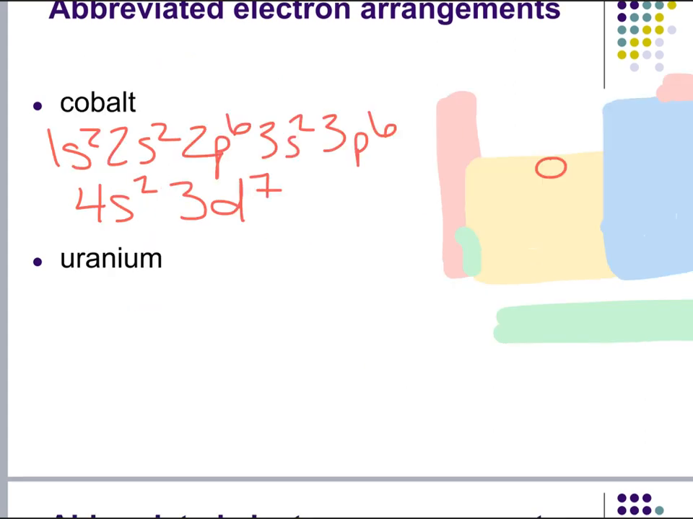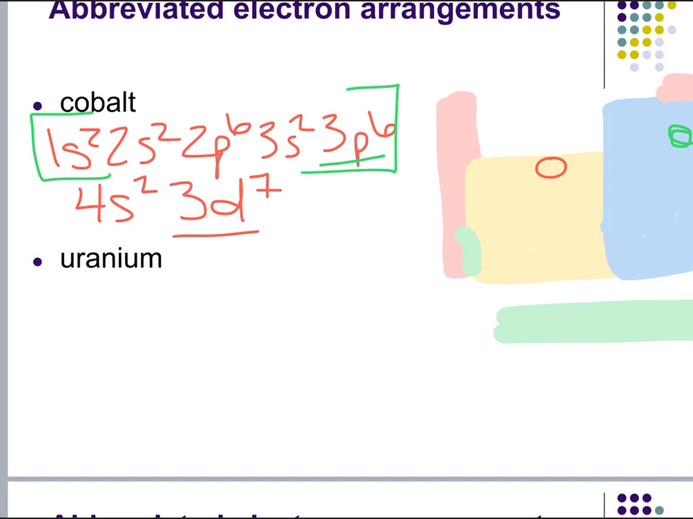Next, let's look at cobalt. So cobalt is kind of in the middle of the first row of the transition metals at 3d7. So if we want to look at its previous noble gas, we would have to come back to the third energy level, this 3p6. And at that point, we can use the noble gas instead.